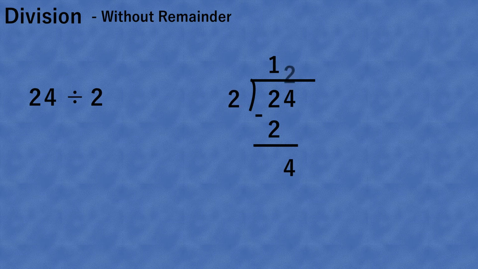4 divided by 2 equals 2, because 2 times 2 equals 4. Subtract them now. 4 minus 4 equals 0. So 24 divided by 2 equals 12.